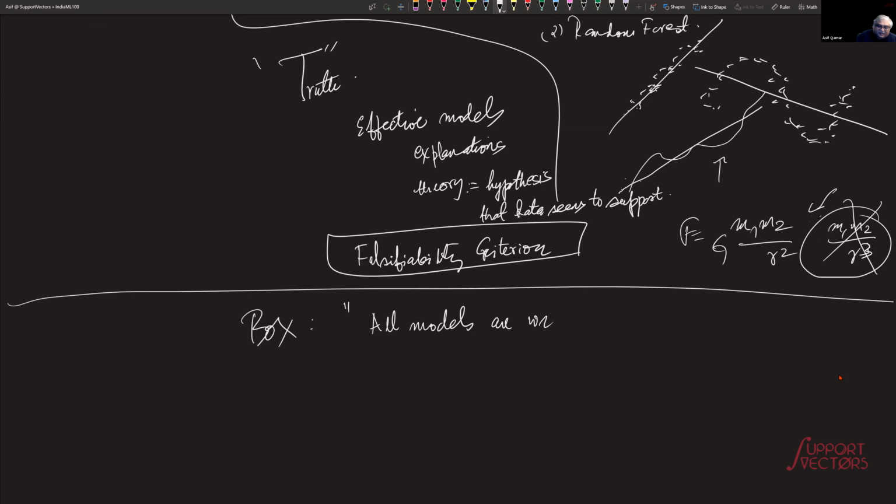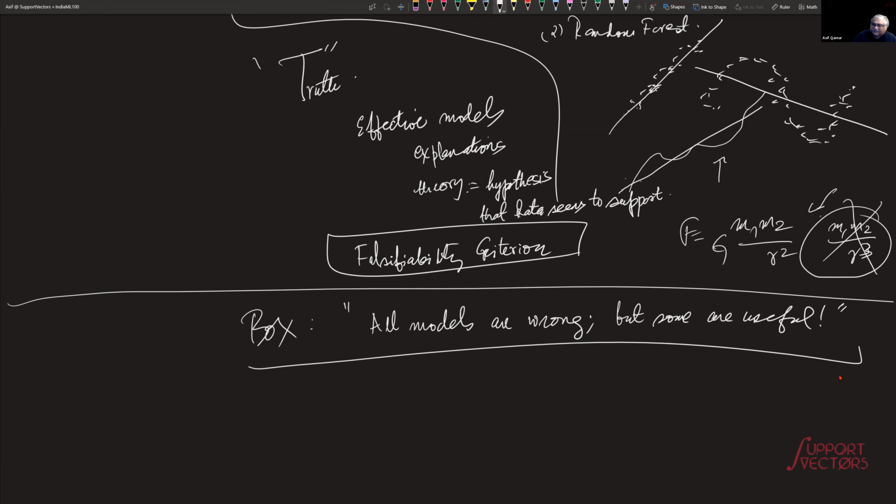all models are wrong, but some are useful. Are we together? All models are wrong, but some are useful. So we stick with that.